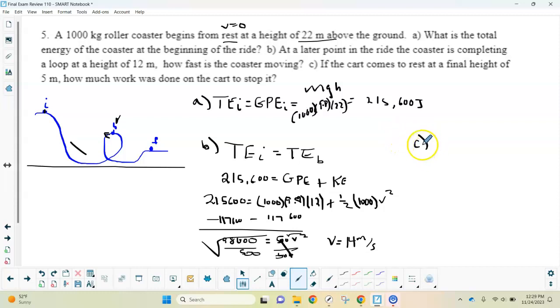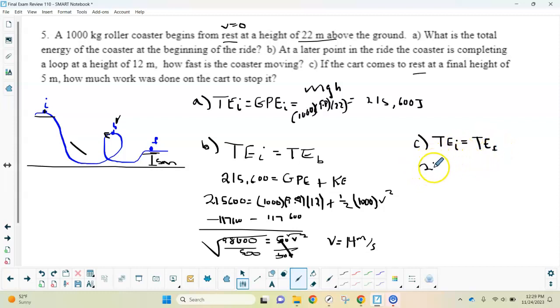Part C asks you, if the cart comes to rest at a final height of 5 meters, so this is now 5 meters, we want to know how much work was done to stop the car. So it comes to rest, so the velocity is 0. So obviously, if you compare the energy here and the energy here in terms of just GPE, there's a drop in GPE, and the amount of work would have to make up for the difference in those two. So again, conservation of energy, the total energy initial, which is what it started out with, that's this 215,600 number, should be equal to the total energy at the very end. And again, it's just kind of breaking it up into parts.